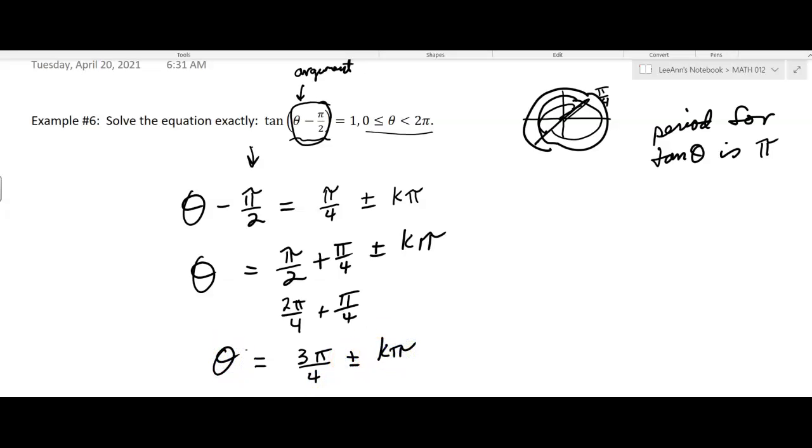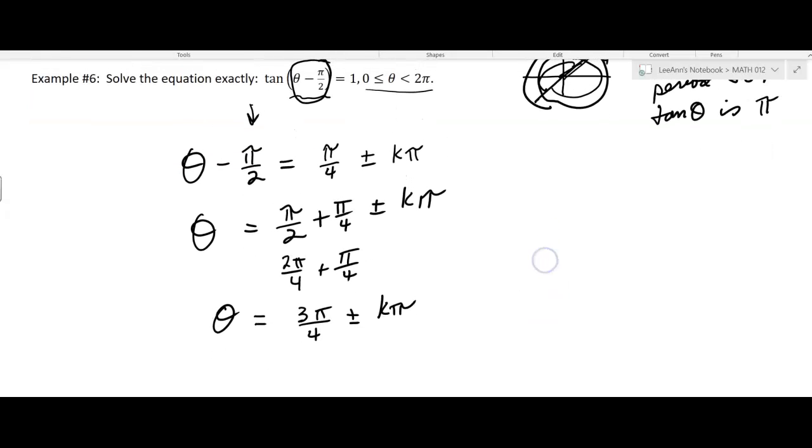But we don't want all of them. We just want the ones between 0 and 2 pi. So 3 pi over 4, you could think about that. Well, where's 3 pi over 4? It's over here. Okay, so that one's good. Theta equals 3 pi over 4. Now, I'm going to want to add, not subtract, because I'm going between 0 and 2 pi.